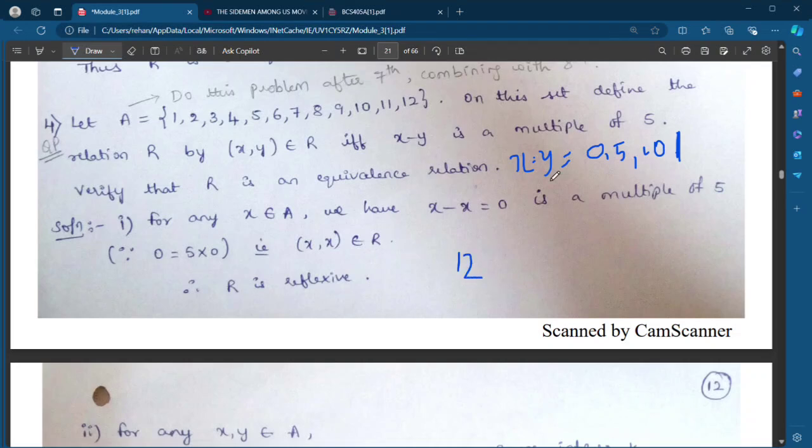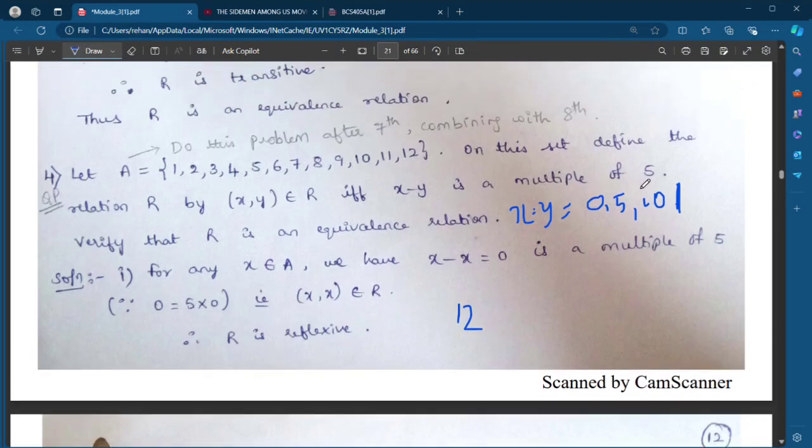So, I have to just prove that it is an equivalence relation right now. So 0, 5, and now see each term x comma x I am taking. So each pair by itself I am taking, that is nothing but x minus x, instead of x I am taking 1, instead of y also I am taking the same, that is 1. So all terms are 0. So all terms are 0, which is divisible by 5.